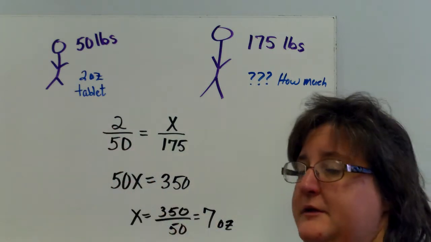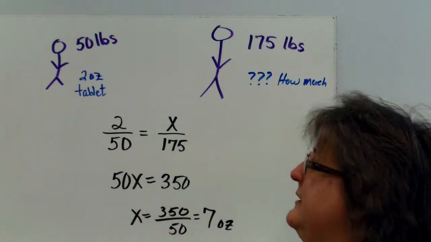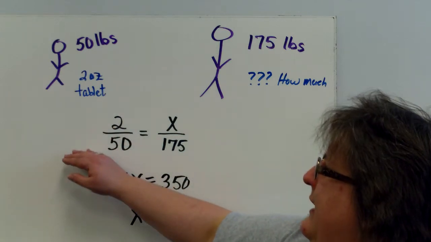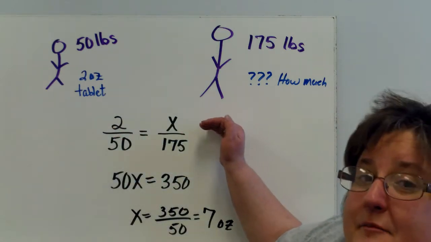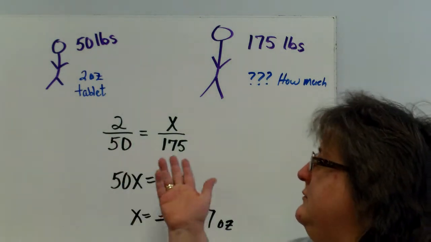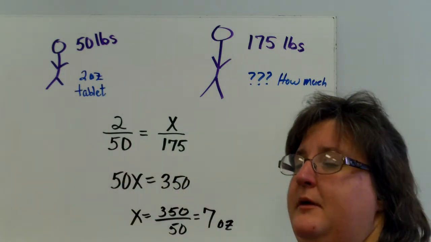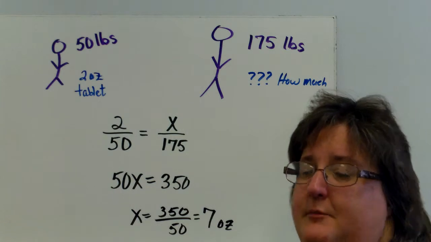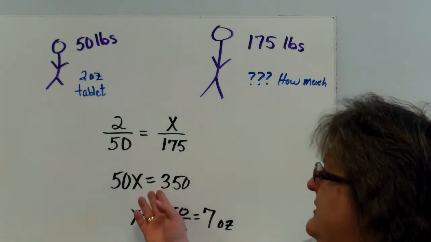We could have done it the other way. It's a free country. You just have to be consistent. I just did the medicine to the pounds. So over here, I have to have medicine to the pounds. Right? So again, once you set it up, you're right back to the last two examples that we had talked about. We're going to cross multiply.